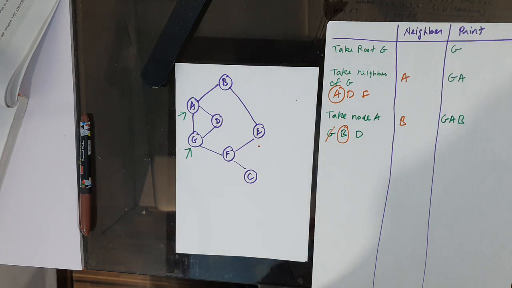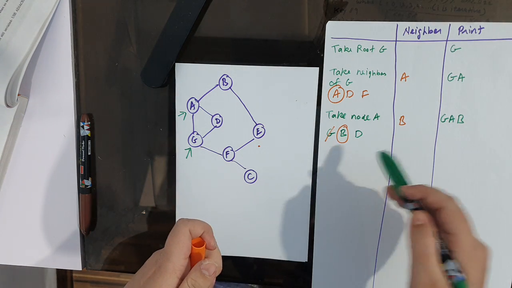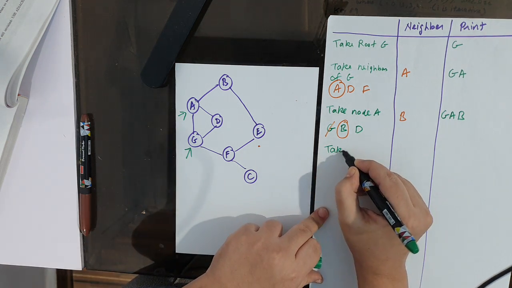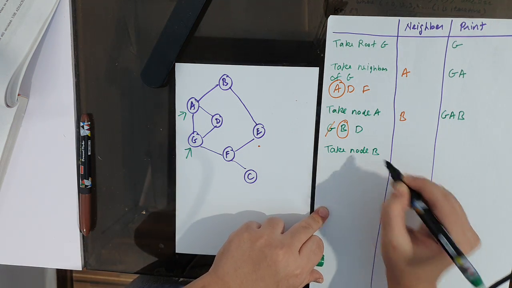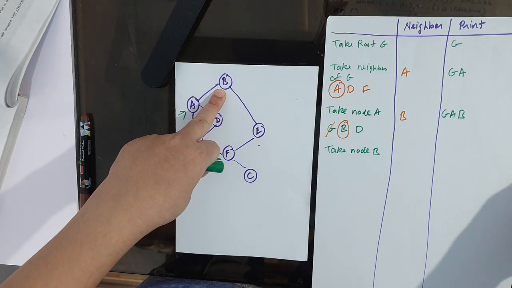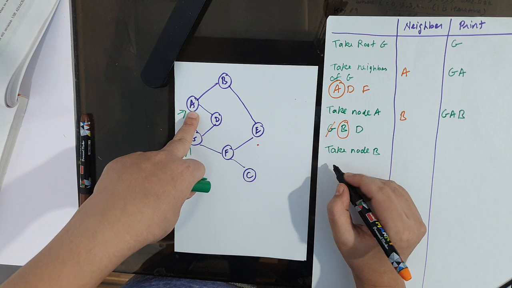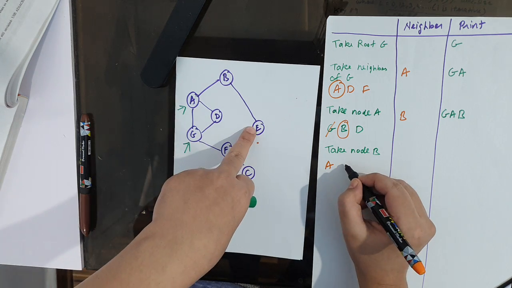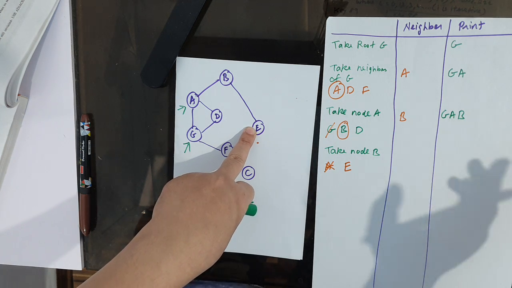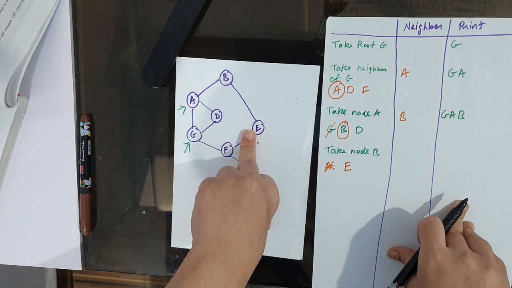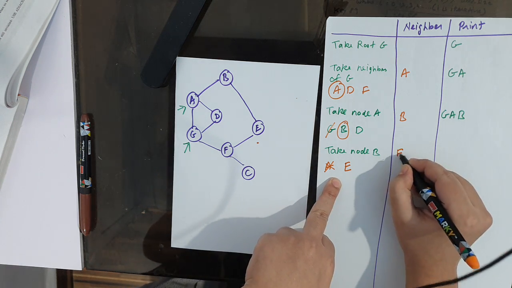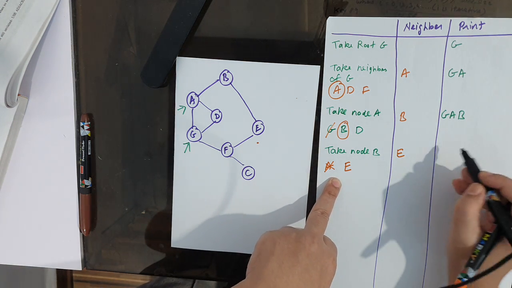Once we visit B, we are going to take B into consideration. So take node B, find the neighbors of B. So we are here. What are the neighbors of B basically? Neighbors of B are basically, there was A and there is E. A is already visited as we know, so we don't have to consider A. So now we have only one option, that is E, so we'll put E right here and we'll add it to the printed list.